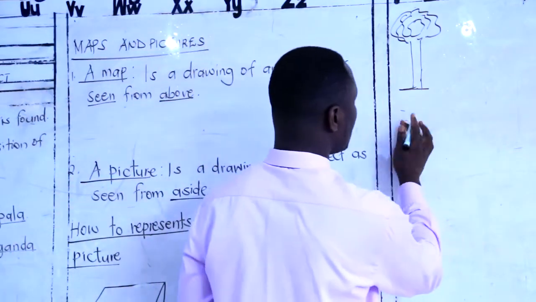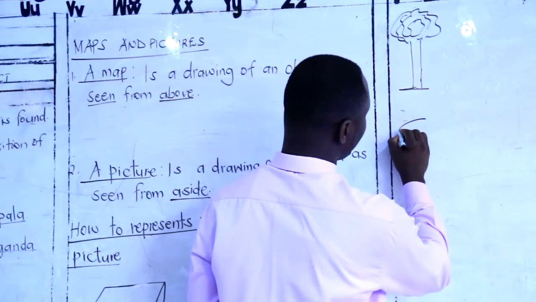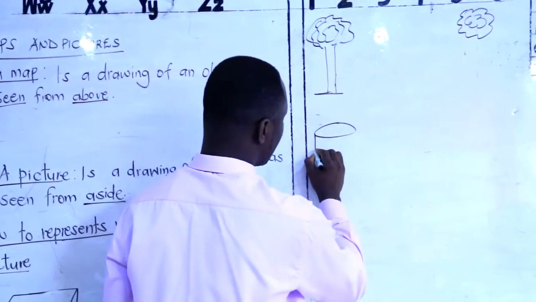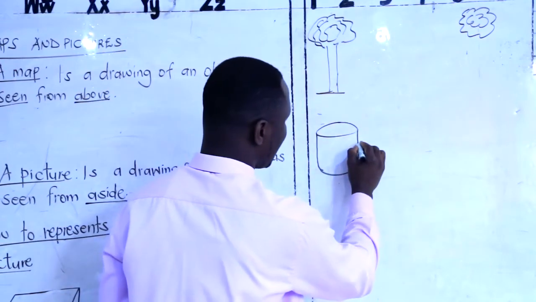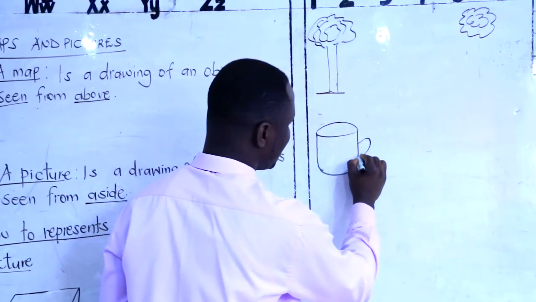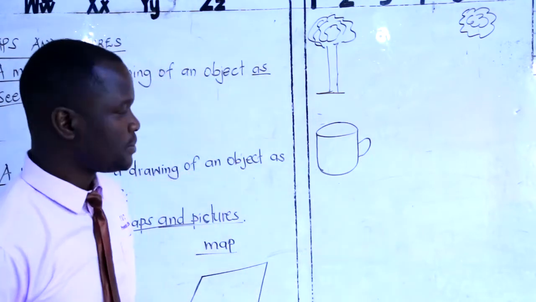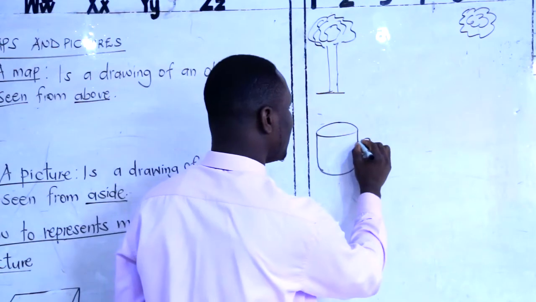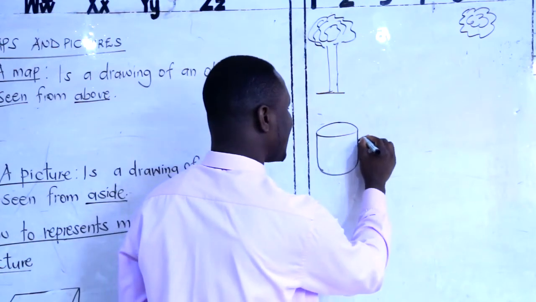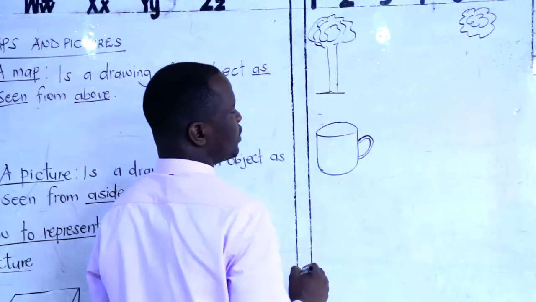In your book, you are also given a cup. Of course, with a cup, we know it very well. A cup is drawn and there is a handle here. That is a picture of a cup. You have seen the cup drawn from where? From the side.